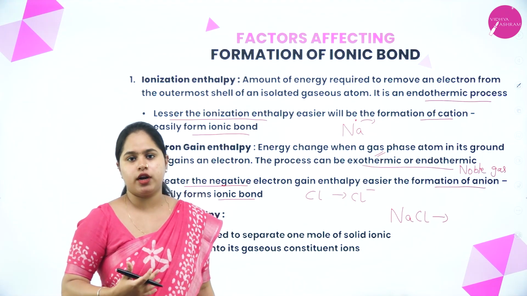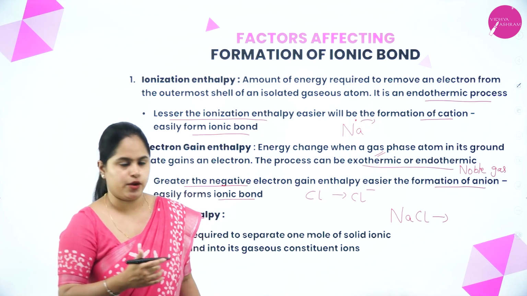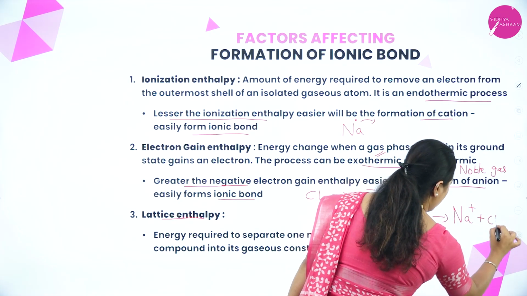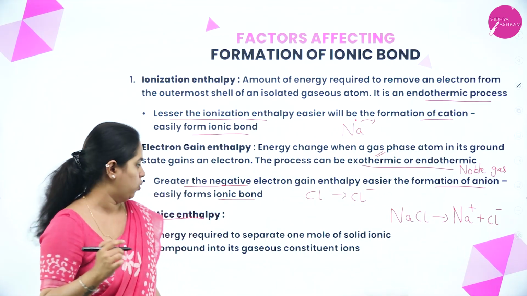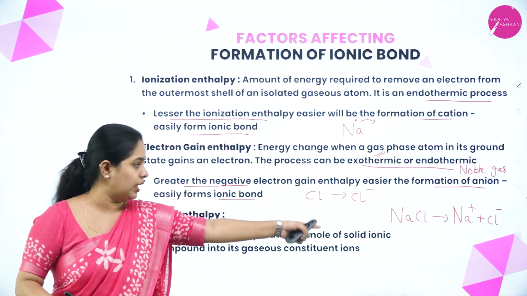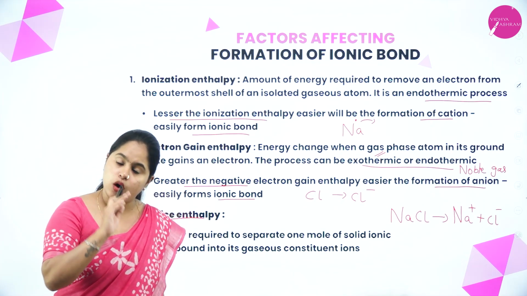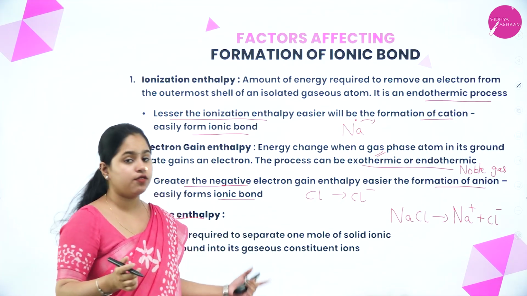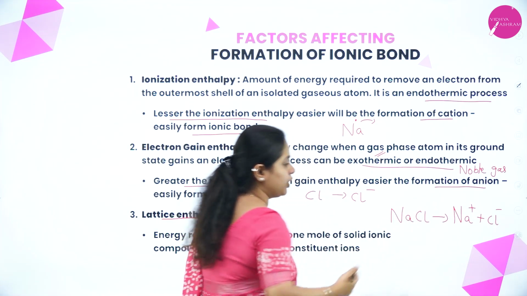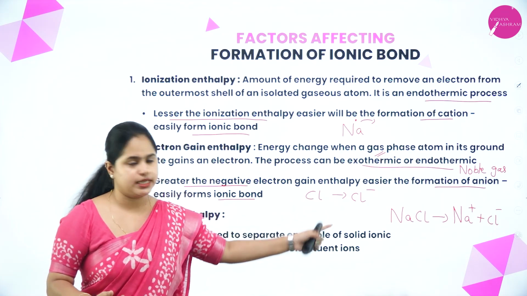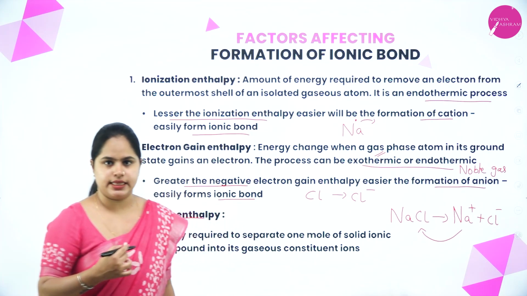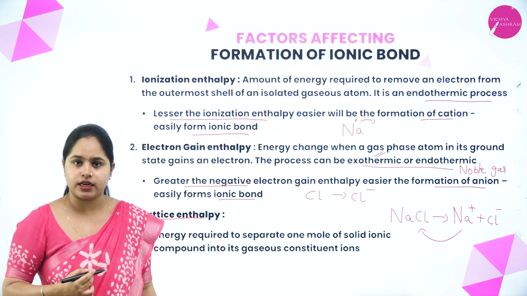We know that sodium chloride is formed from Na plus and Cl minus ions, right? So it is the energy required to break 1 mole of sodium chloride, to separate it into its gaseous constituents, that is Na plus and Cl minus. Or we can also define it in the opposite way. That is what lattice enthalpy is. It is the energy required to form NaCl from its gaseous constituents. From here to here as well is also called lattice enthalpy. So I hope these 3 factors are clear for you.